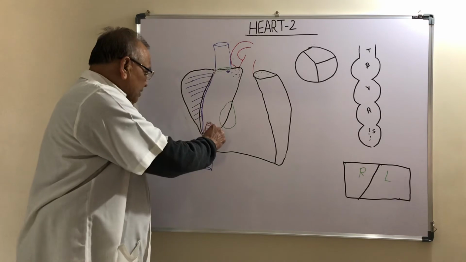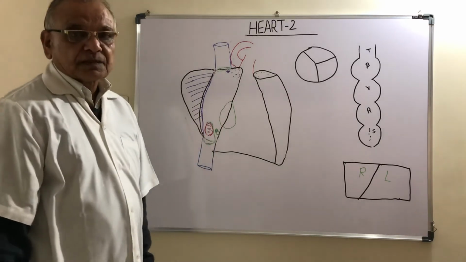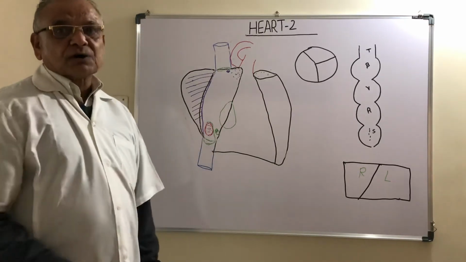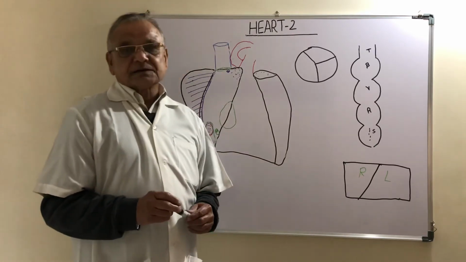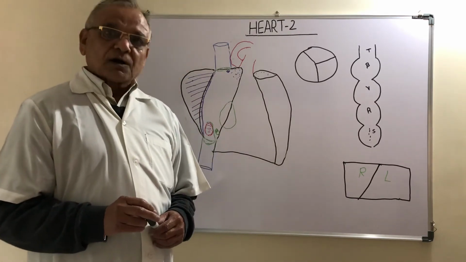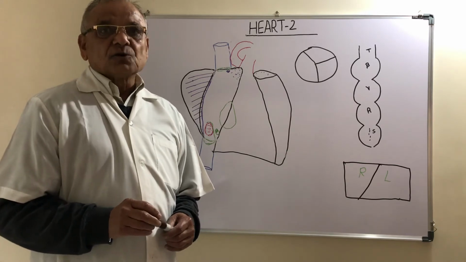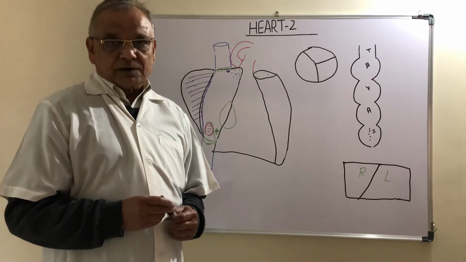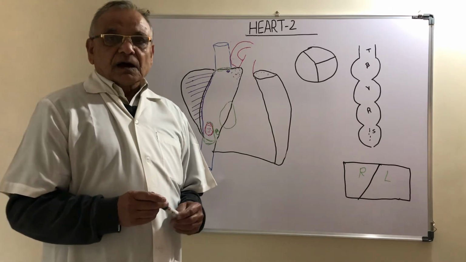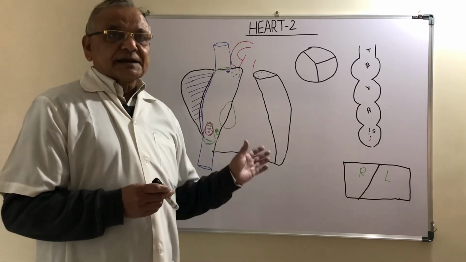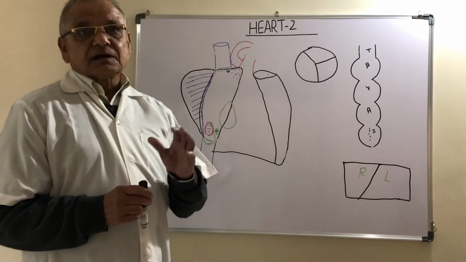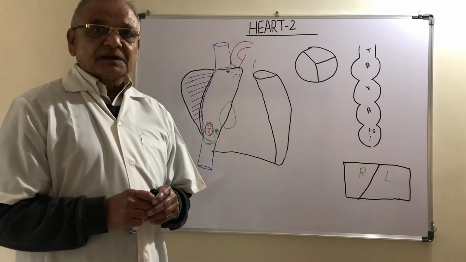Now, during fetal life, at the place of the fossa ovalis, one opening is present, and this opening is called the foramen ovale. This opening connects the right atrium with the left atrium.